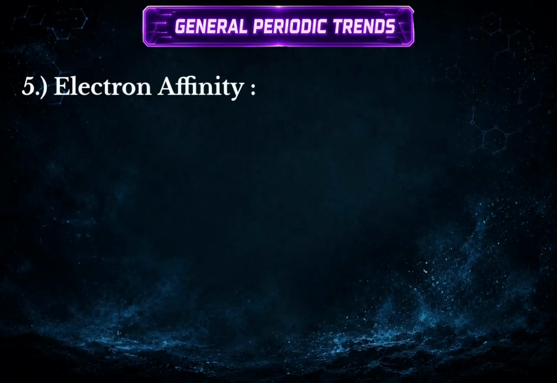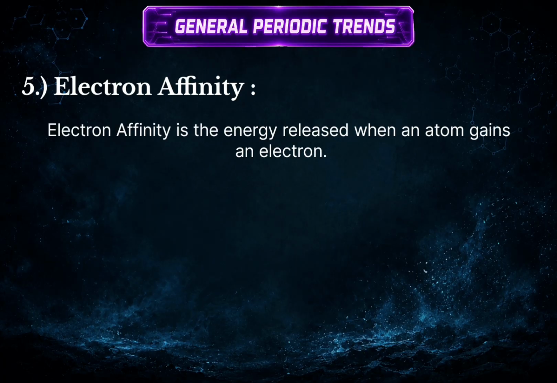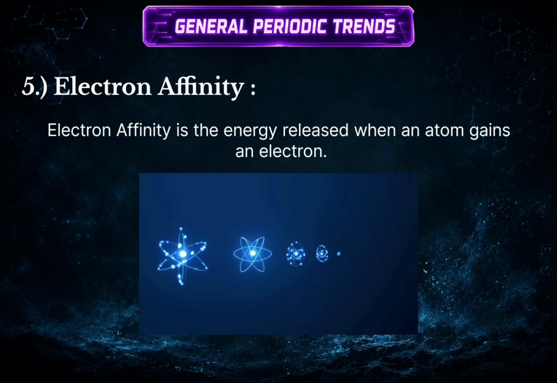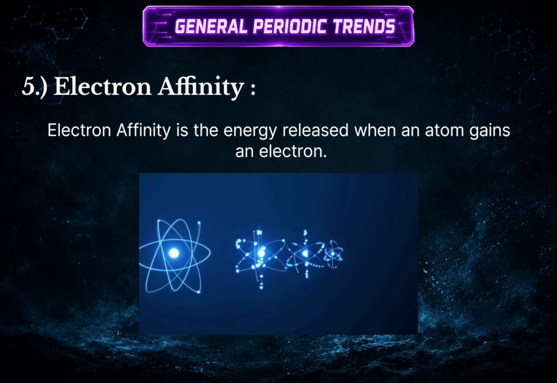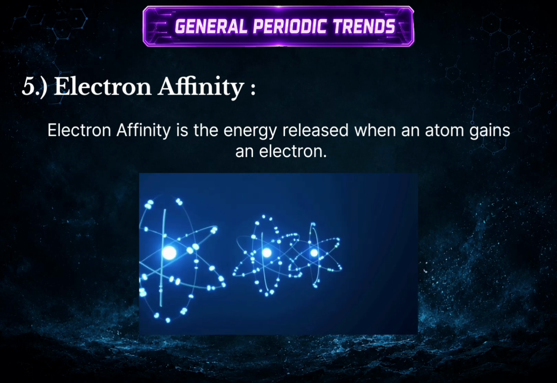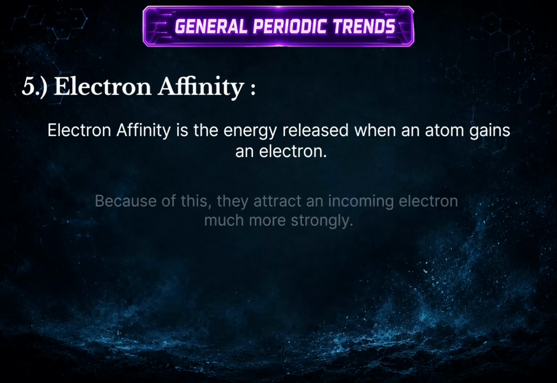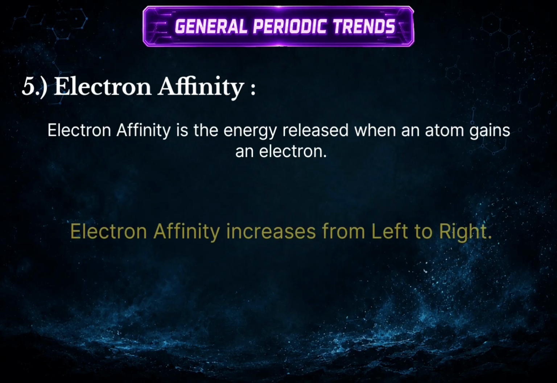Now let's move to the fifth trend. Electron affinity is the energy released when an atom gains an electron. As we move from left to right, atoms become smaller and get closer to completing their outermost shell. Because of this, they attract an incoming electron much more strongly. So, in general, electron affinity increases from left to right.